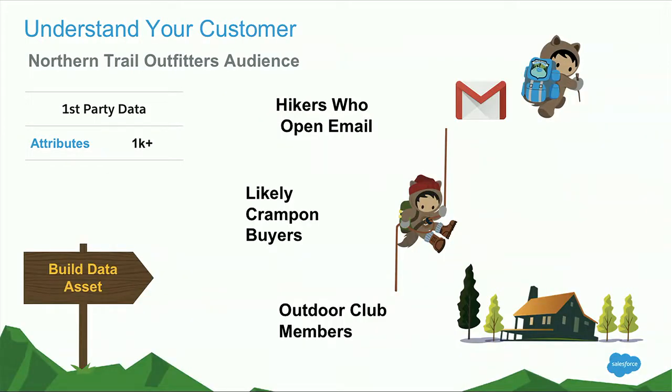Some of the attributes of those retargeting users are hikers who've opened an email, those who are likely to buy crampons, and other outdoor club members. She's limiting her ability to reach out to new customers, to understand her customers a little bit better. And she definitely knows that there's more customers to reach if she can just improve the personal messaging.